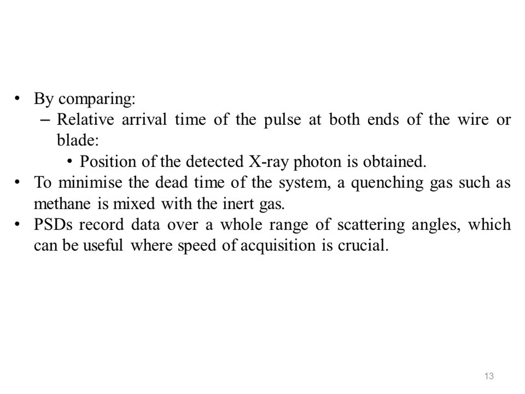Such delay line detectors can measure only a single X-ray photon at a time and so are relatively slow and lose their linearity at modest count rates. To minimize the dead time of the system, a quenching gas such as methane is mixed with the inert gas, with a ratio of 90% argon and 10% methane, for higher count rates.